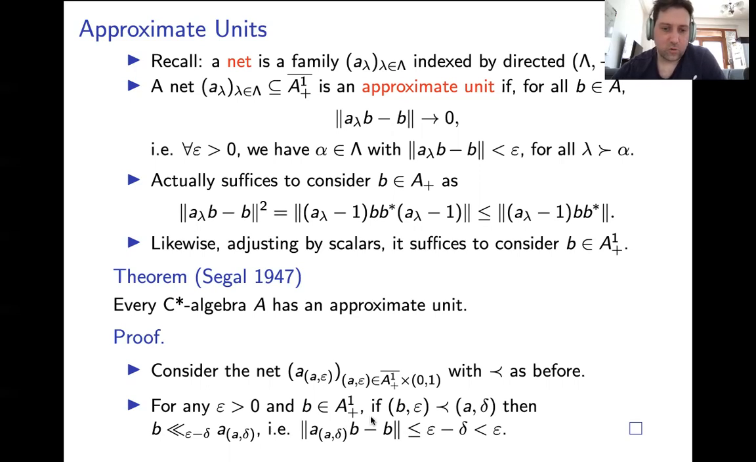So the almost domination and then creating this little transitive relation on directed sets, this immediately tells you that you do indeed have an approximate unit for your C star algebra.